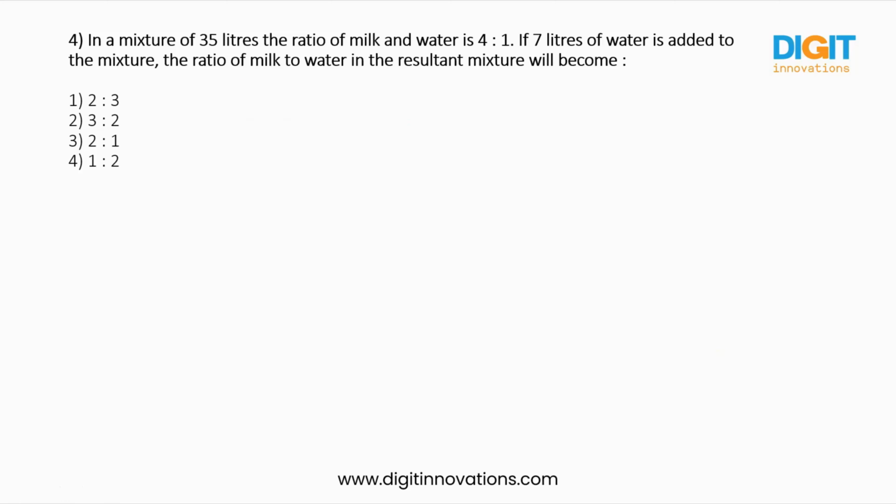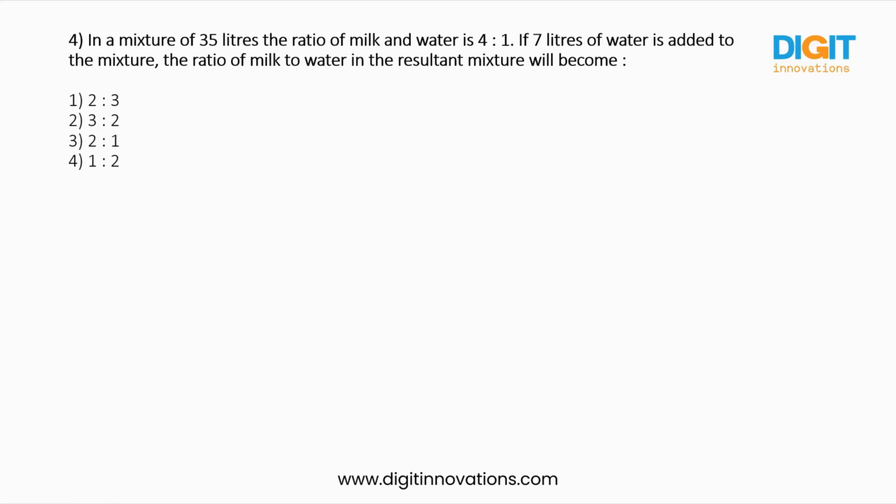So next one it is, in a mixture of 35 liters, the ratio of milk and water is 4:1. If 7 liters of water is added to the mixture, the ratio of milk to water in the resultant mixture will be? So there is a mixture of 35 liters. In that 35 liters, we have both milk and water. The ratio is 4:1, but we don't know the quantity.